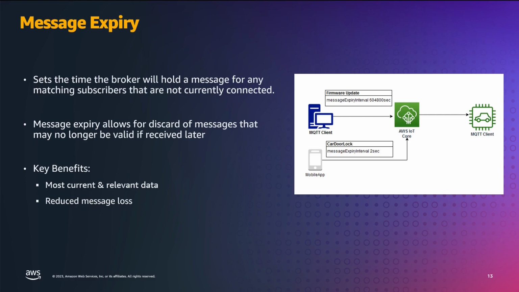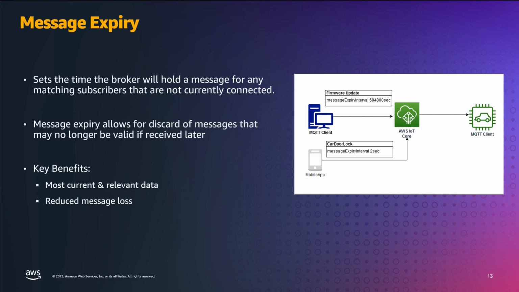One example of that would be that the user through the mobile app wants to send a message to lock or unlock the car's door. Due to the security concerns, you would want to ensure that the lock and the unlock command is executed within a reasonable amount of time. And if not, then it becomes invalid.